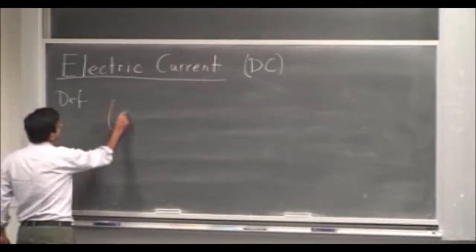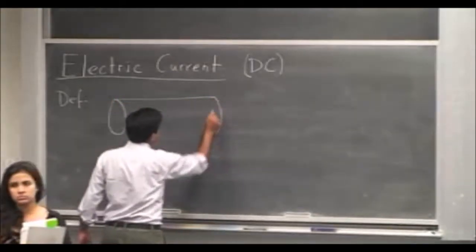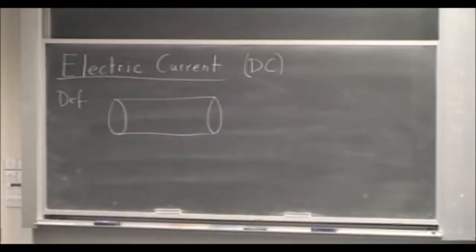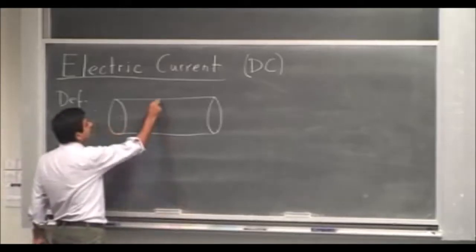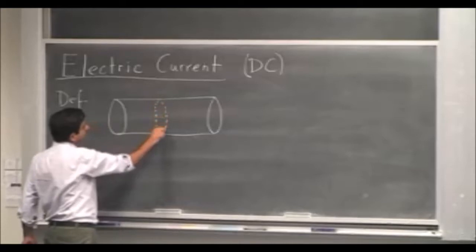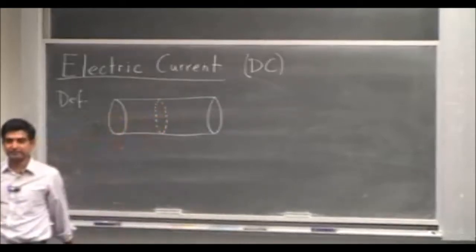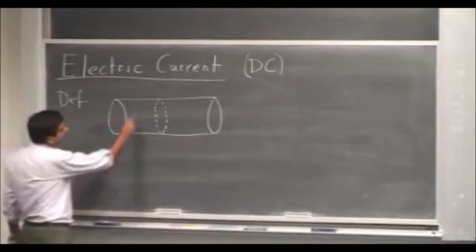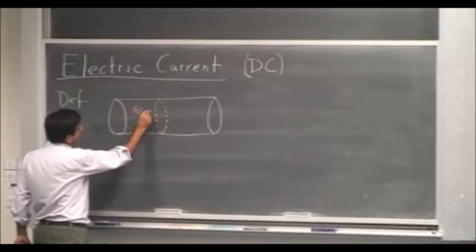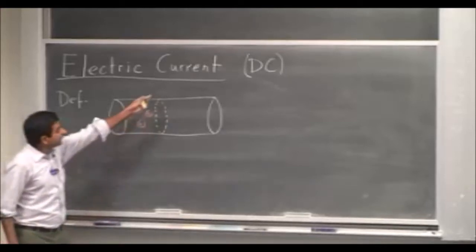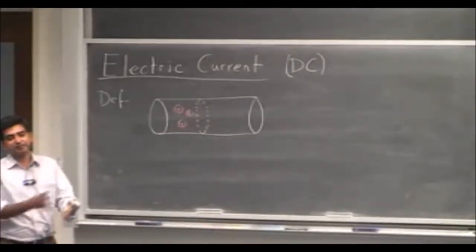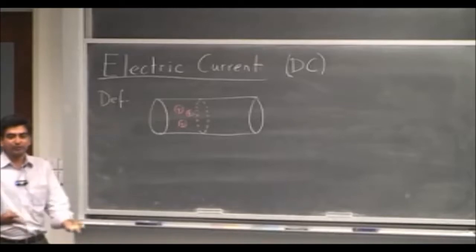Suppose I have a wire. It's a cylindrical wire of uniform cross section. The cross section, of course, is a circle. Inside this wire, I draw a hypothetical circle, which only exists in my imagination. Say my charge carriers are positive. If I focus on this hypothetical plane, and there's an observer sitting on this plane, what this observer is observing is the number of charge carriers that are passing this plane per unit time.